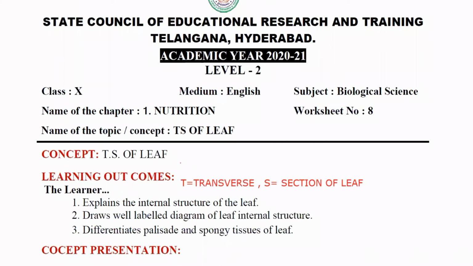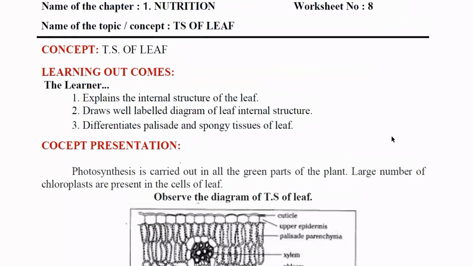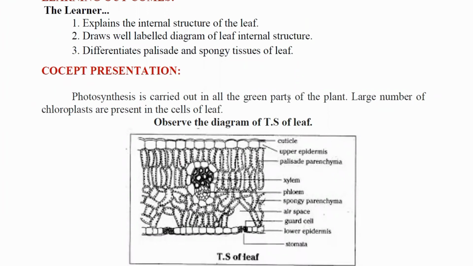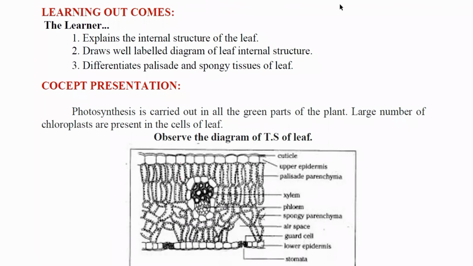Now let us discuss the main outcome of this lesson. The student explains the internal structure of the leaf, draws a well labeled diagram of the leaf's internal structure, and differentiates palisade and spongy tissue of the leaf.